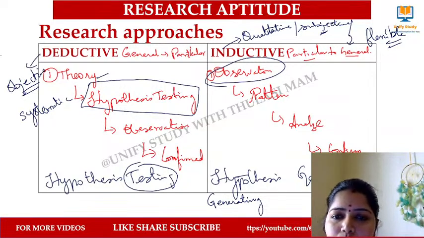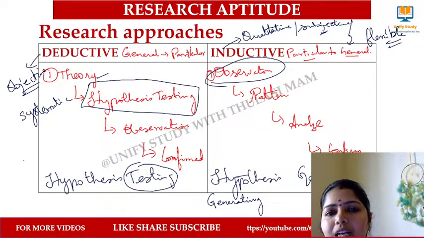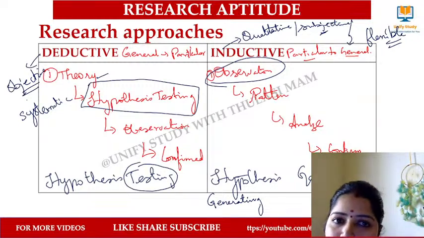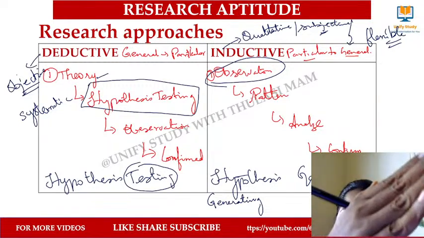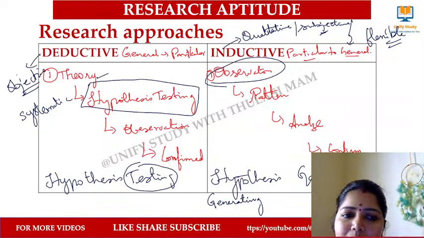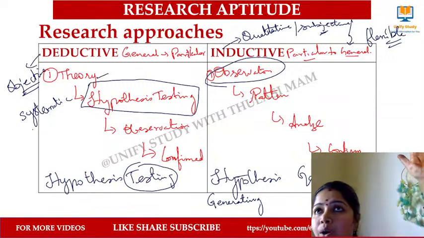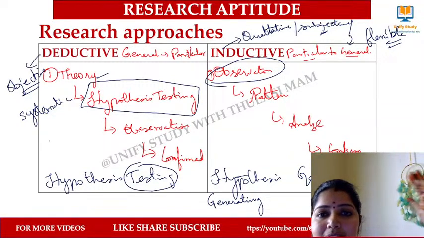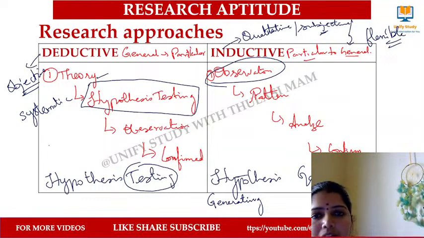And what method we use? We use quantitative method of data to explore, and the focus is on objective. One single objective will be there, one single reality will be there, and the research process will be what? It will be a systematic way. It comes one after the other.